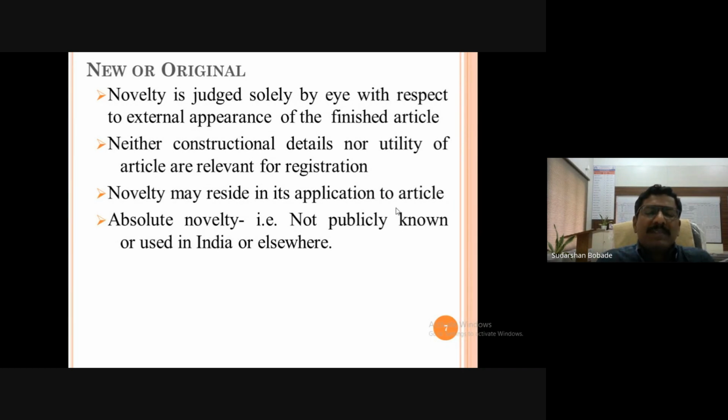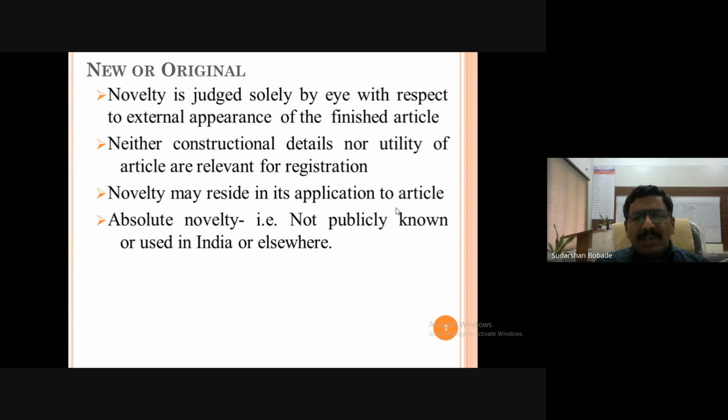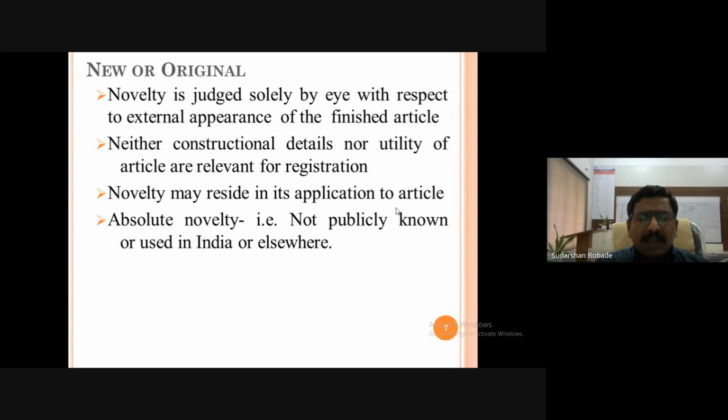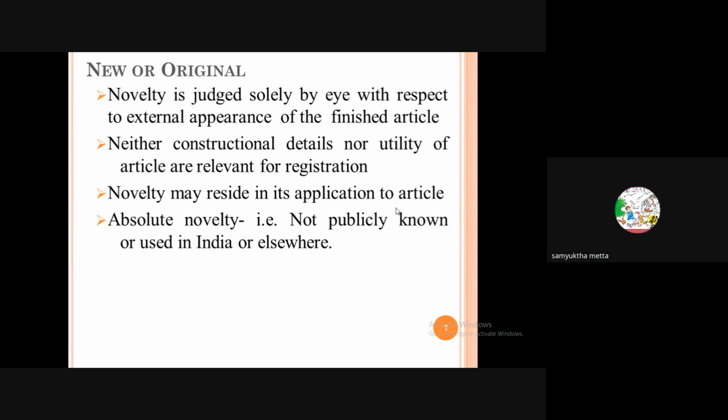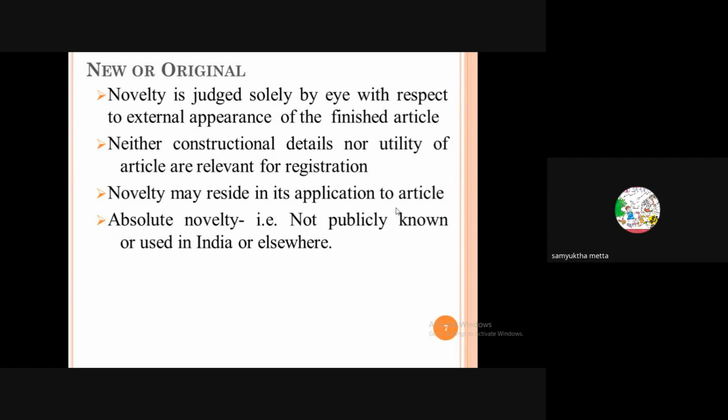Secondly, novelty may reside in the application to this article. So as we have discussed, if the design is not suitable for the article, then it is not supposed to get granted. And the last one, absolute novelty, that is, not publicly known or used in India or elsewhere, so it is related to the jurisdiction.